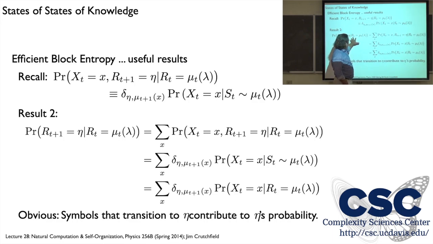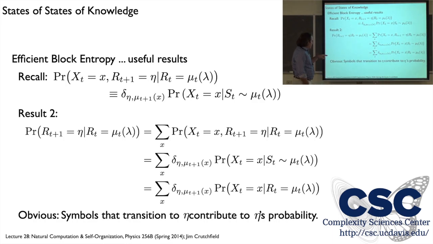Same move as before. We think of this quantity as the marginal over x of this joint conditional distribution. We're using this delta function here to map this in. And then what we do is move back from the state random variable distributed according to the mixed state to just thinking of the mixed state random variable being that particular mixed state.